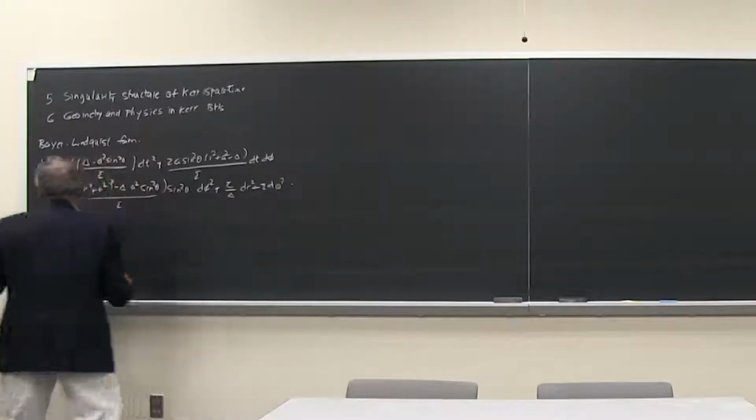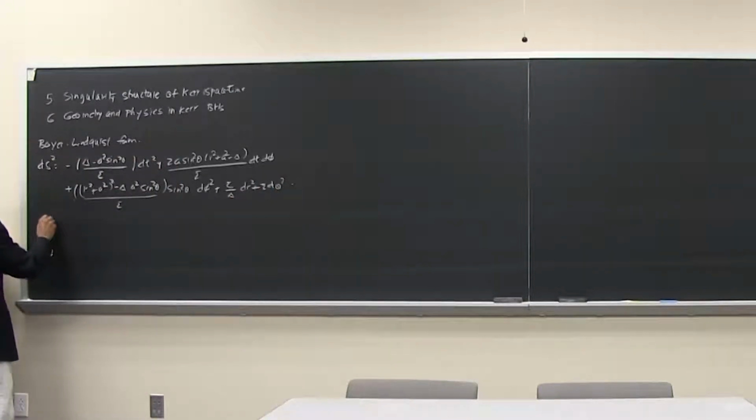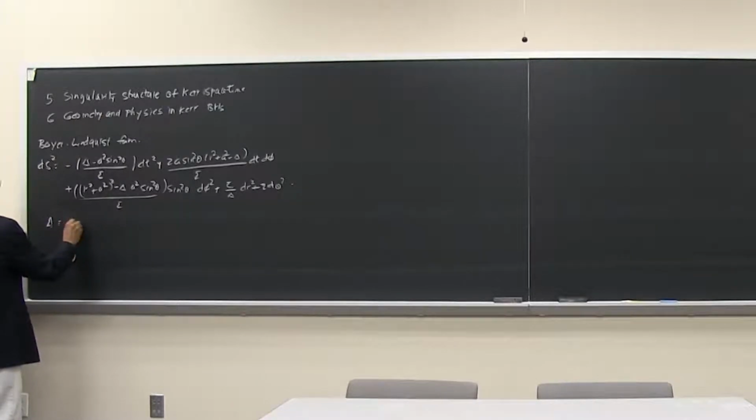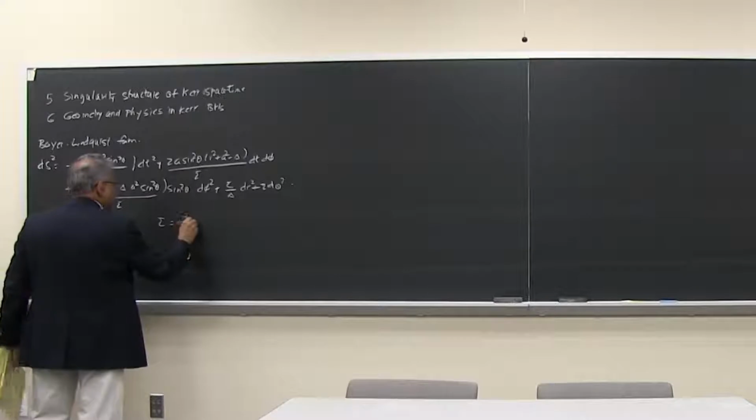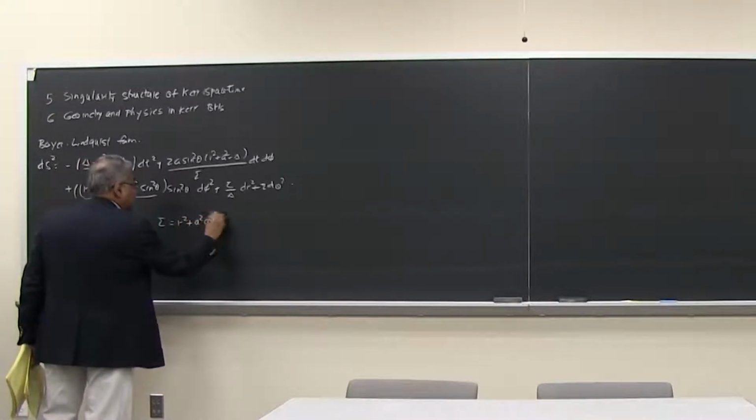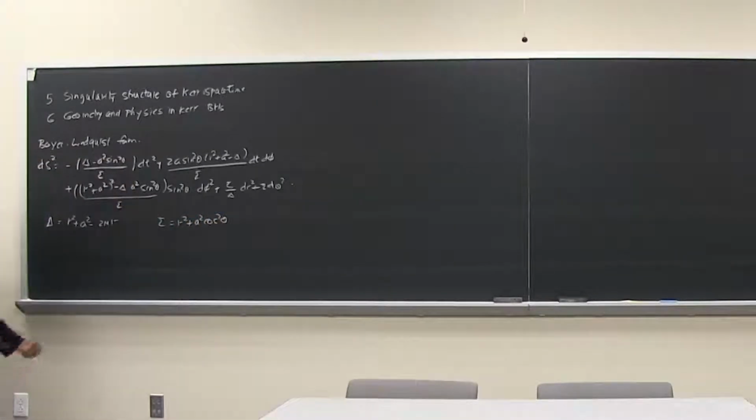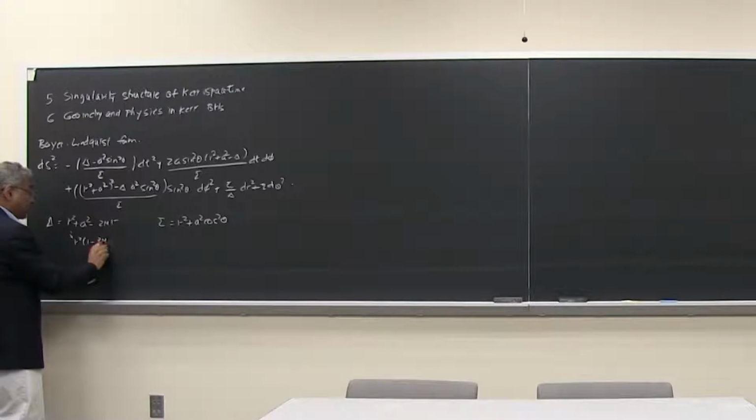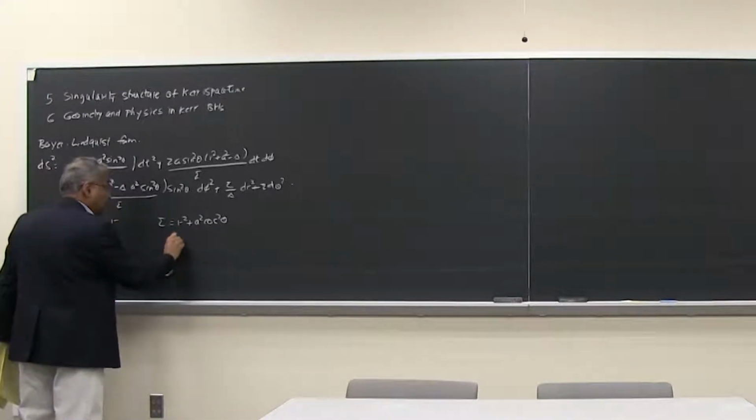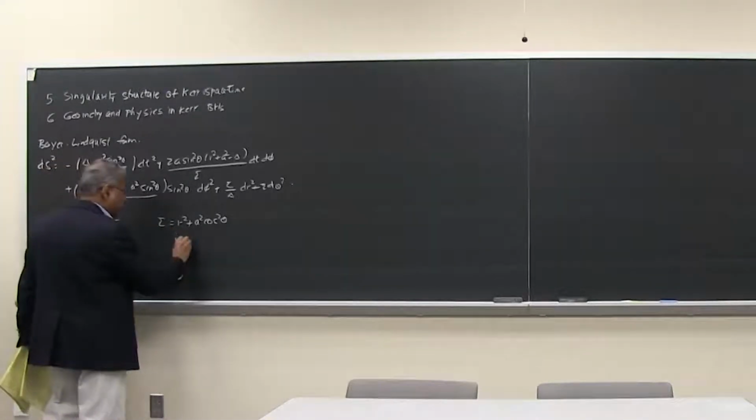plus sigma over delta dr squared plus sigma dtheta squared, where delta is r squared plus a squared minus 2r, and sigma is r squared plus a squared cosine squared theta. So in the Schwarzschild limit, a goes to 0, and delta just goes to r squared times 1 minus 2 over r, and in the Schwarzschild limit, sigma just goes to r squared.